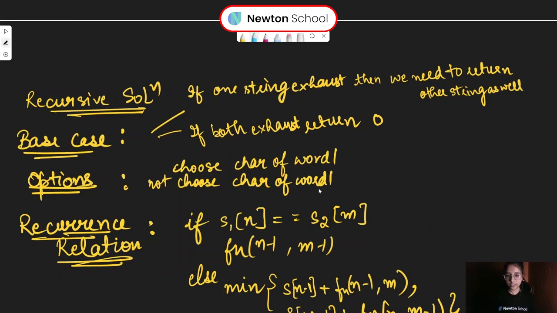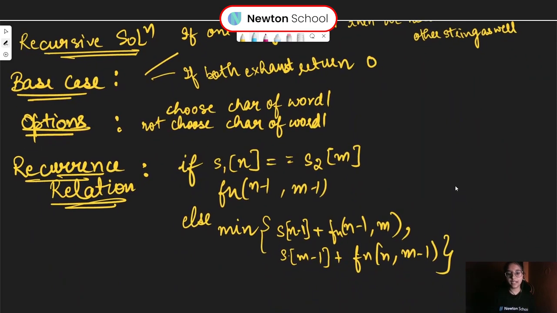That is our options which we are given. Now here comes the part that according to that only, how we are required to write a recurrence relation, and from that how we will be coming up with a recursive solution. So if both of the characters are equal, the way we were skipping when the characters were equal, right? So here also we will be skipping. That's the thing which we will be doing.